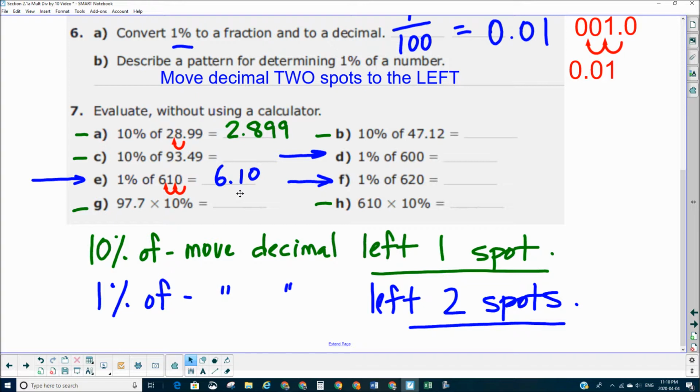So let's push pause again. Remember, when you do all the green ones here, you're going to move 1 spot to the left because you're taking 10%, but when you want to get even smaller, 1%, you're going to move 2 spots to the left. So try those and we'll see if you got those right.